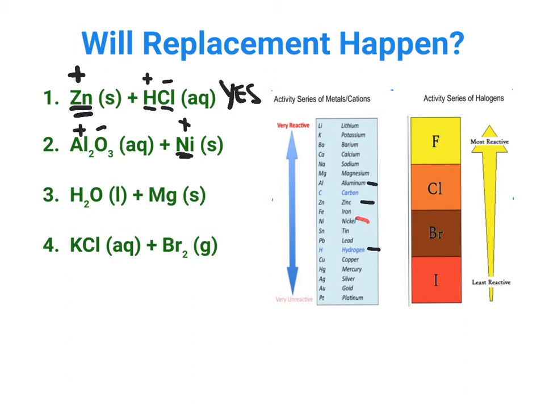Let me do that one in red so you can see it. Aluminum is higher than nickel. Nickel is not as reactive as aluminum. Nickel cannot replace aluminum because it's lower on the chart. So this one is a no, it won't react.